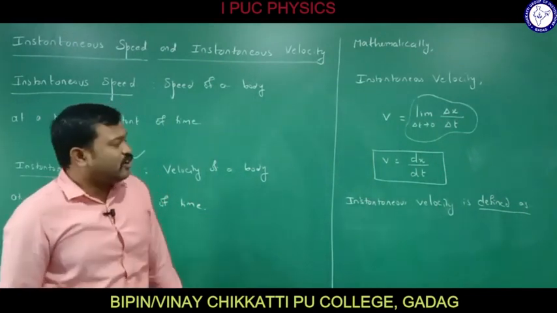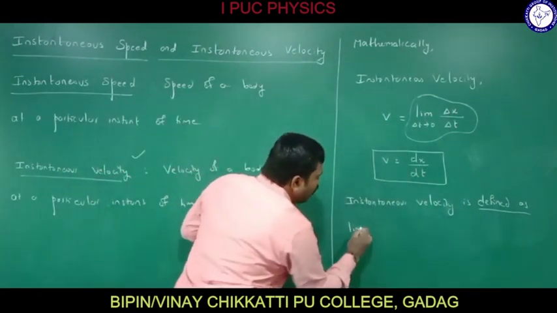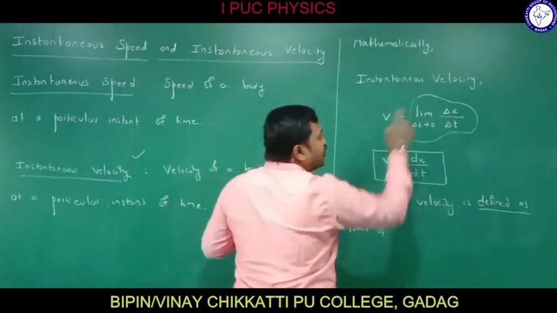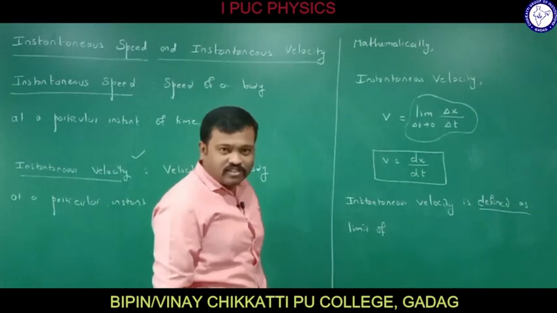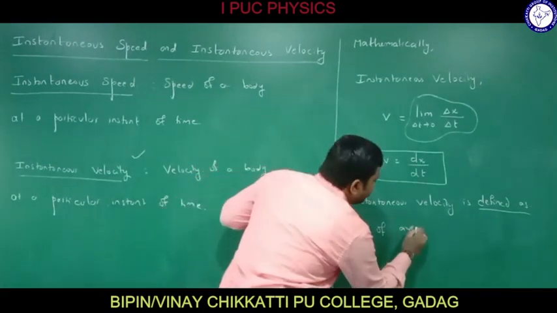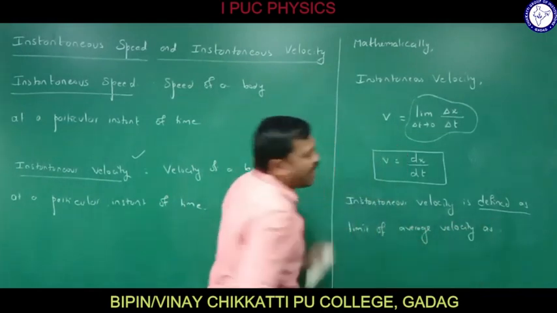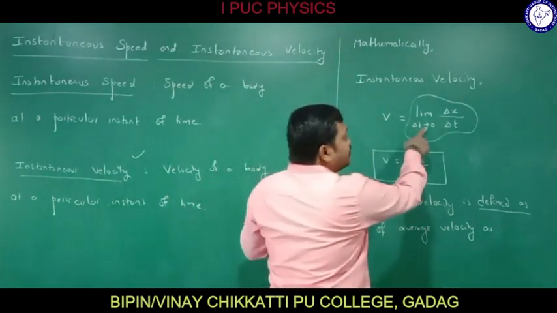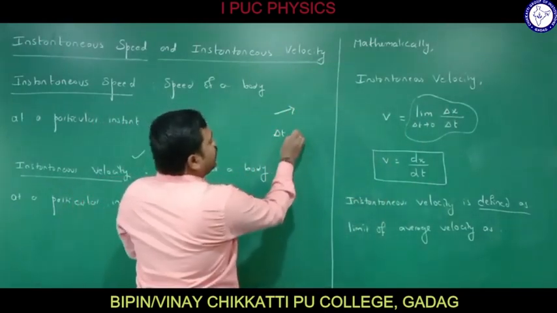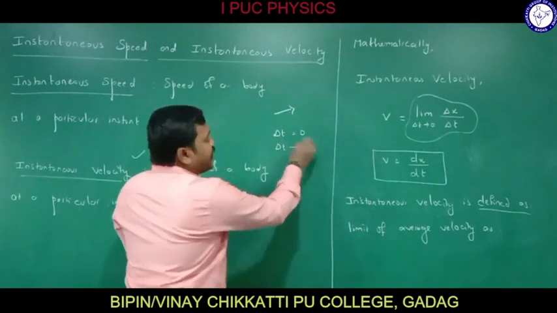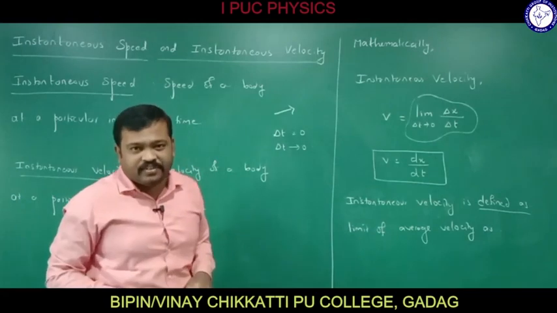So the instantaneous velocity is defined as the limit of delta x divided by delta t. What is this? Average velocity. The limit of average velocity as what happens? Delta t tends to 0. There is a lot of difference between delta t equal to 0 and delta t tends to 0. This is exactly equal to 0, and this is tending to 0.